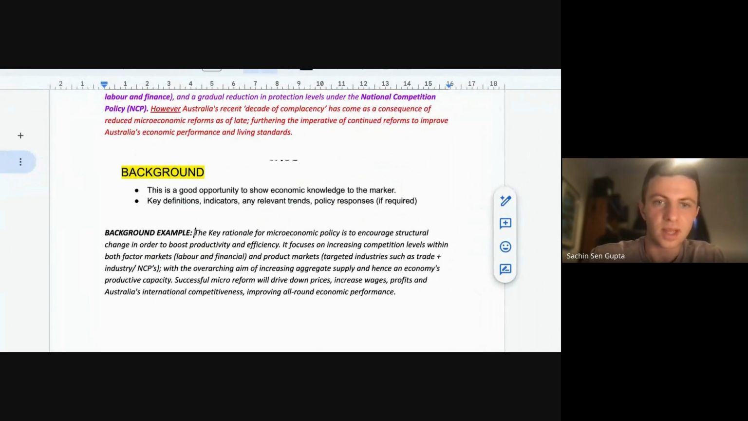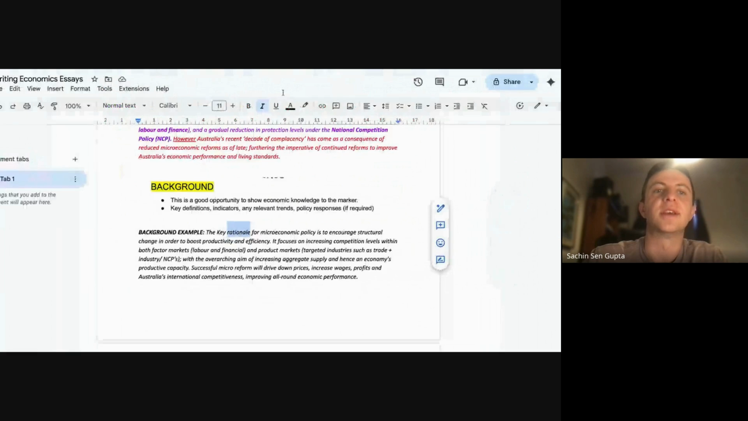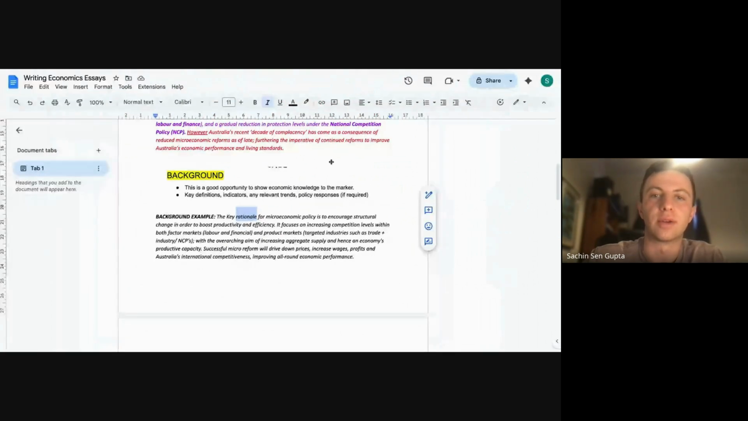So as you can see in my background paragraph, I'm incorporating a lot of key terminology. I'm going to underline all the key terminology. This is really what separates the A range responses, their ability to really maximize terminology. Now, there's no point going overboard, obviously, but as you can see, it's about eloquent use of terminology where you can. And that is going to separate you from other students: increasing aggregate supply, hence an economy's productive capacity. I talk about some of the impacts of micro reform here as well.